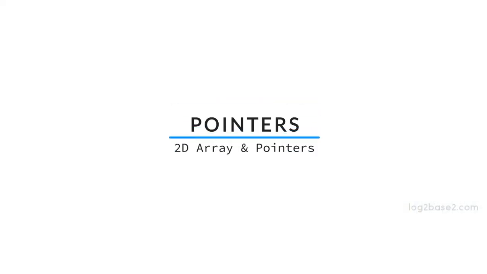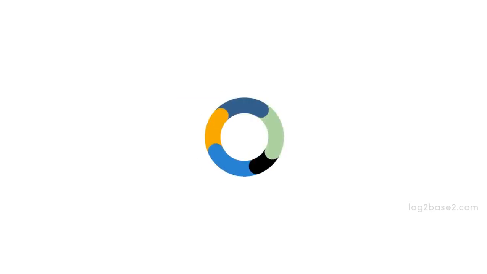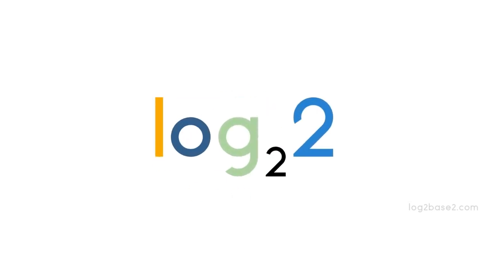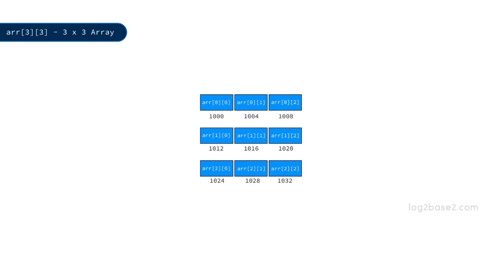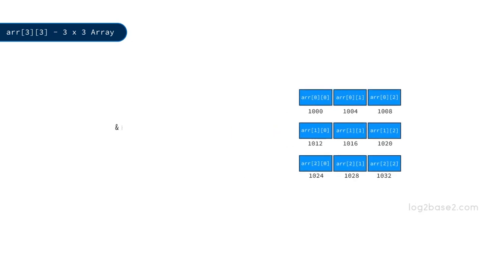Hello friends, in this video, we are going to learn the relationship between 2D array and pointers. Let us take an example of a 3x3 two-dimensional array. The base address of this array ARR is 1000 and its memory address is an arithmetic progression with common difference of 4 as this is an integer array and size of an integer is 4. Here, address of array, that is &ARR, is a pointer to the whole 2D array.